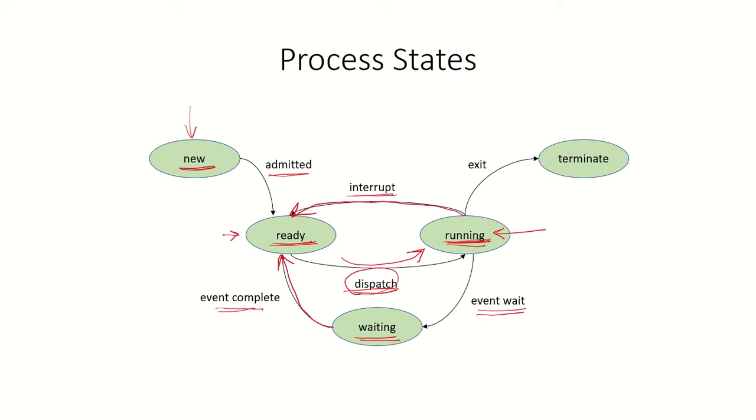It will execute all instructions, and during the execution of the instructions, it may change state again. After it has executed all instructions, now it will exit and it will go into the terminated state. So now we say that the process has finished or the process has terminated.